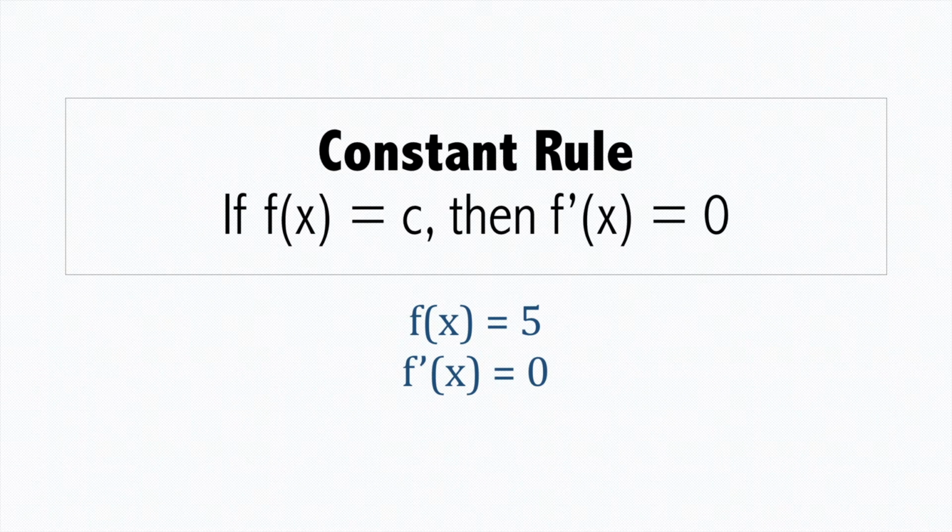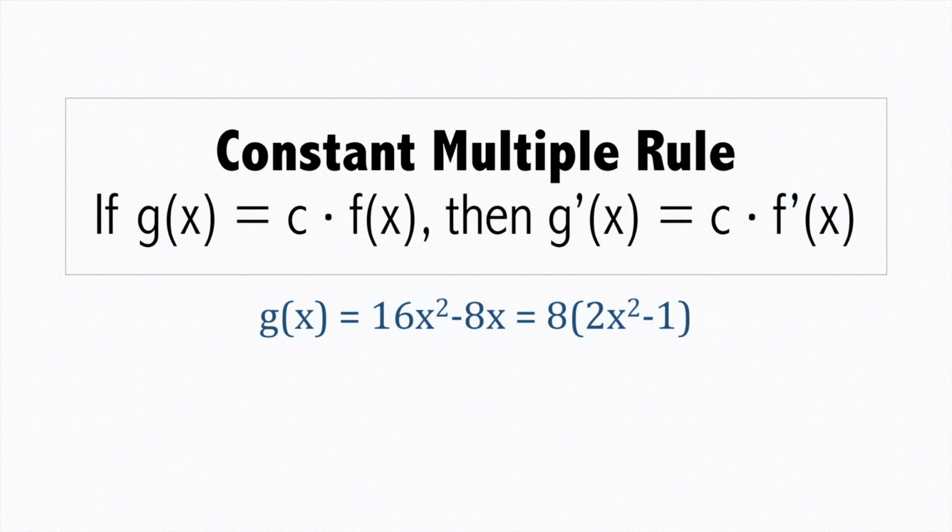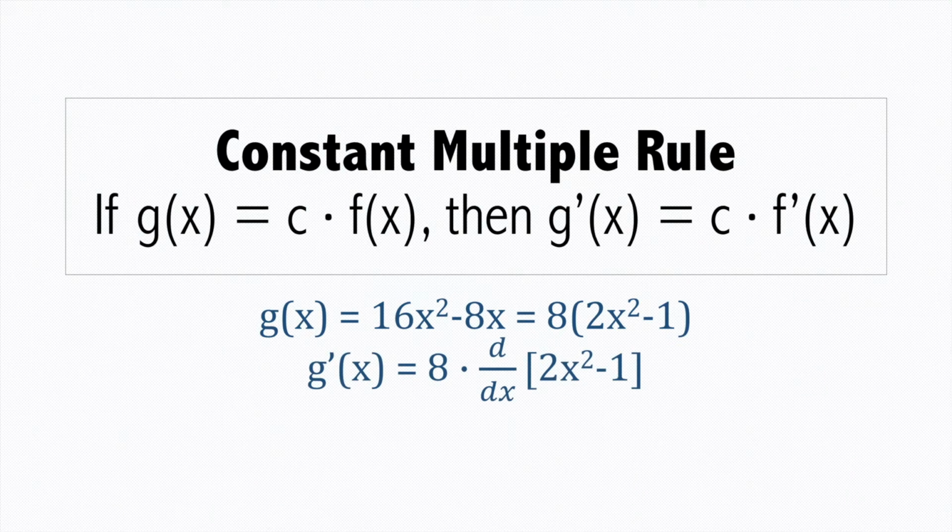Next, we have the constant multiple rule, which tells us that if a constant can be factored from a function, its derivative is equal to the derivative of the factored function times the constant. For instance, if g of x is given by 16x squared minus 8x, wherein you can factor 8 out, then g prime of x is 8 times the derivative of 2x squared minus 1.